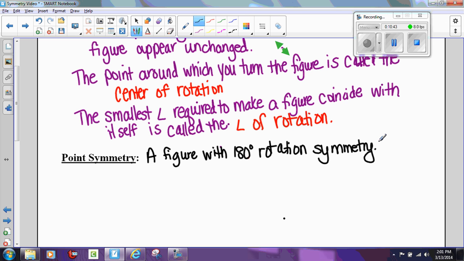At this point, you should be able to answer the question at the bottom of the page, and you are now done with your homework and ready to come in and practice some things with symmetry in class tomorrow.